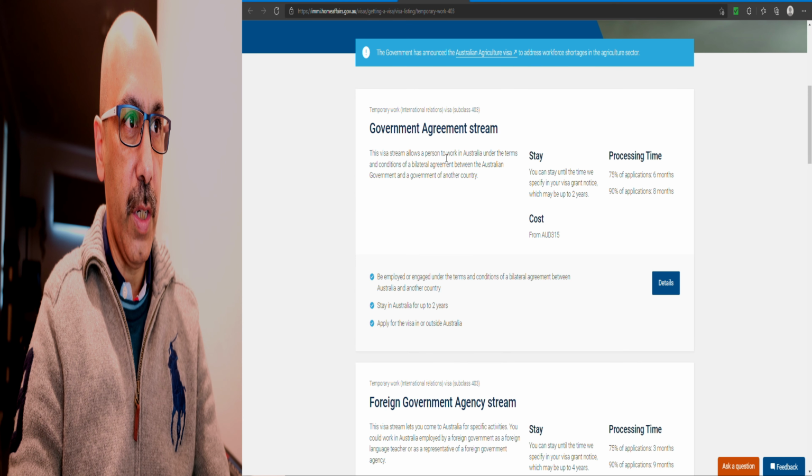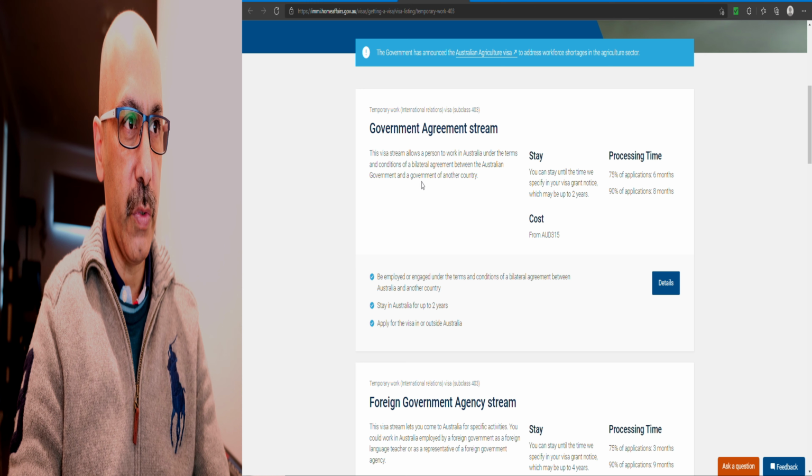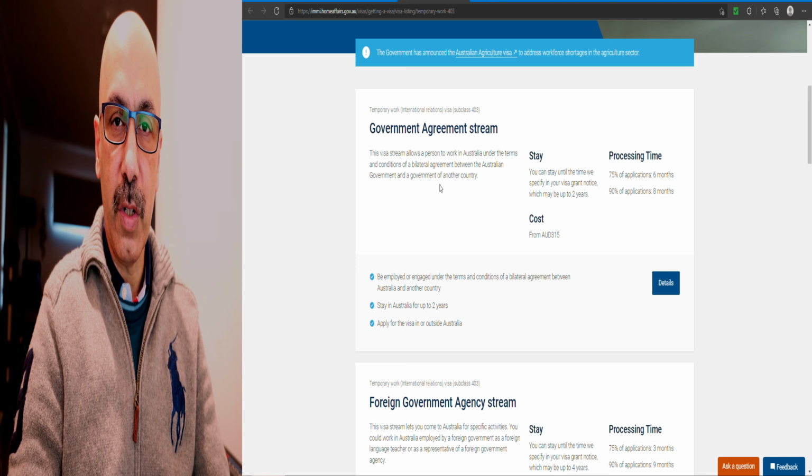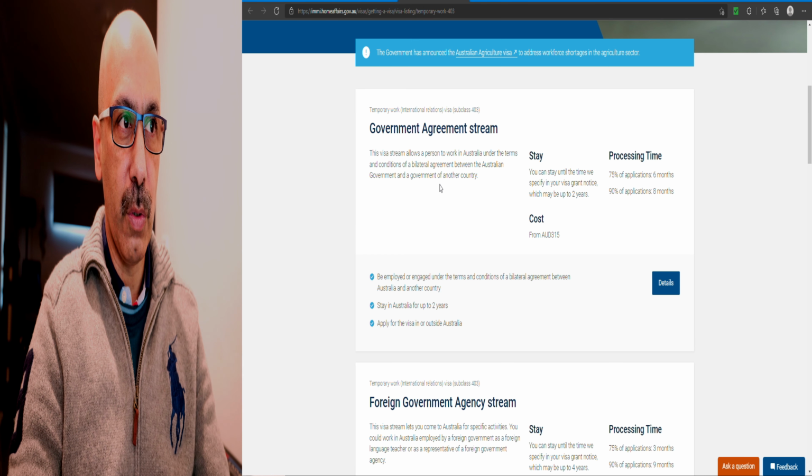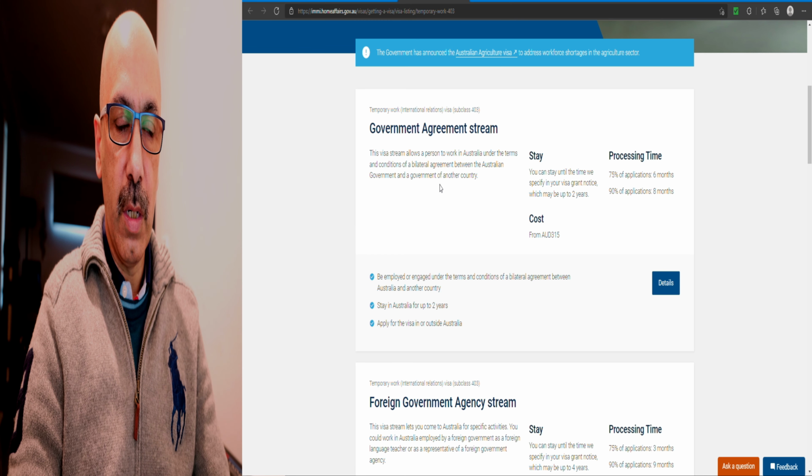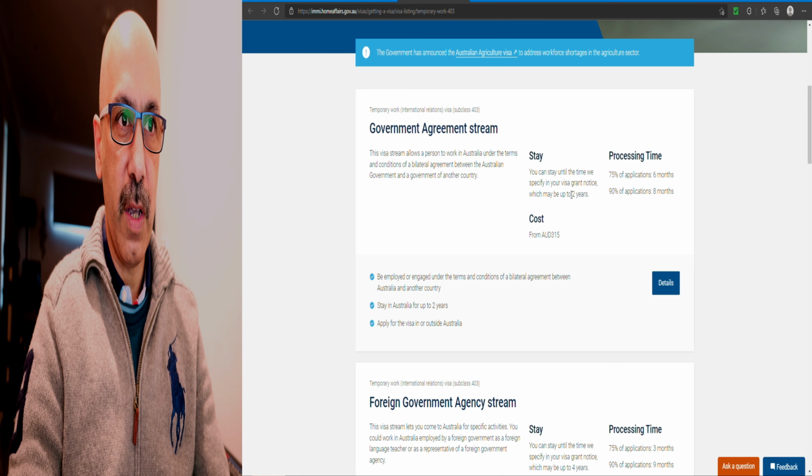This visa stream allows a person to work in Australia under the terms and conditions of a bilateral agreement between the Australian government and the government of another country. The government of another country means the country you are from. So it has to be an agreement between the Australian government and your country's government to qualify you for this work visa. You can stay until the time we specify in your visa grant notice, which may be up to 2 years, and the cost for applying for this visa is 315 Australian dollars.